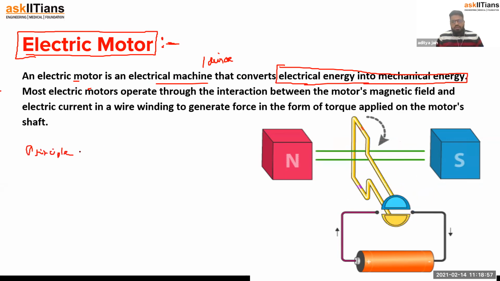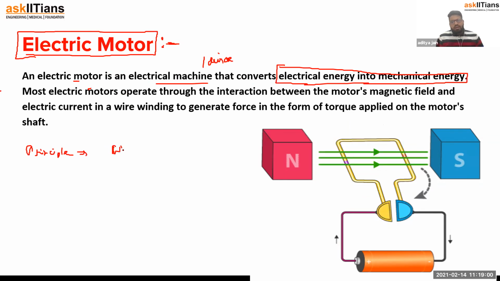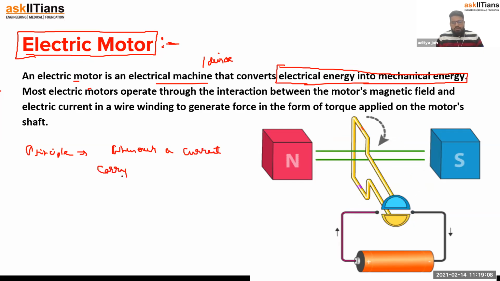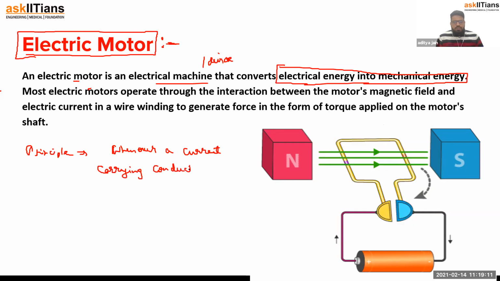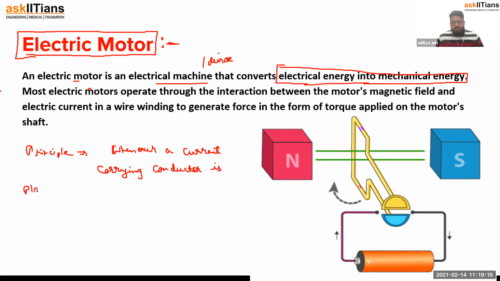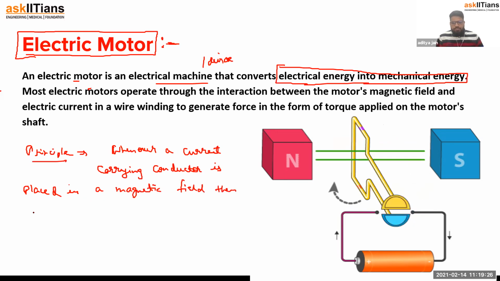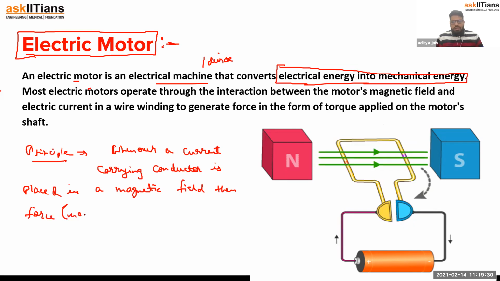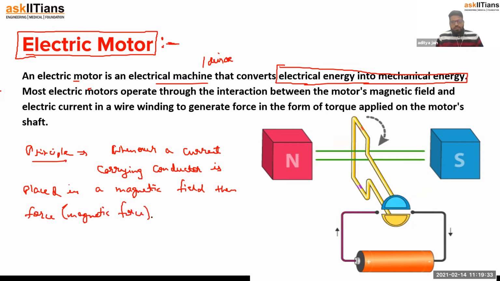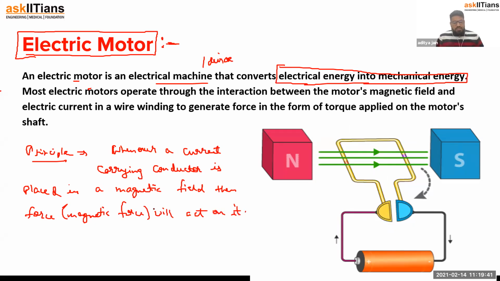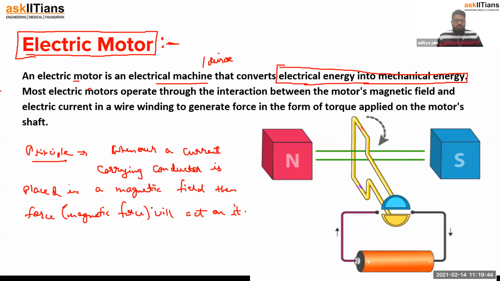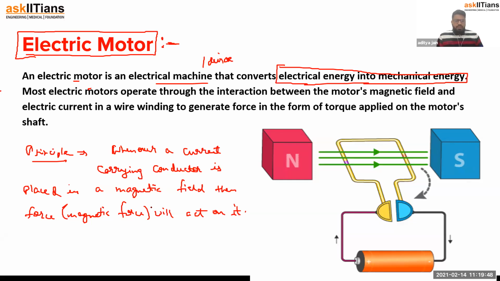Now we have seen what an electric motor is. It works on the principle that whenever a current carrying conductor is placed in a magnetic field, then a magnetic force will act on it. That is the principle that we have already seen. So the electric motor works on this principle.